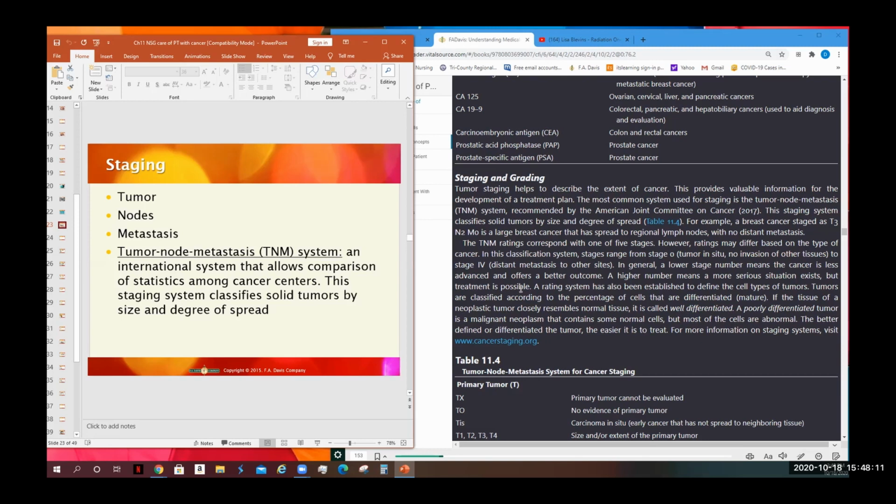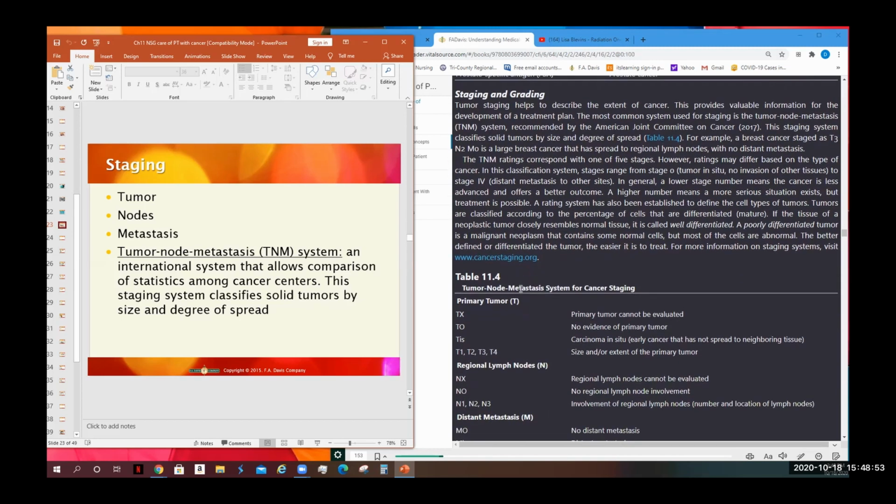A rating system has also been established to define the cell types of tumors. Tumors are classified according to the percentage of cells that are differentiated or mature. If the tissue of a neoplastic tumor closely resembles normal tissue, it is called well differentiated. A poorly differentiated tumor is a malignant neoplasm that contains some normal cells, but most of the cells are abnormal. The better defined or differentiated the tumor, the easier it is to treat. For more information on staging systems, visit cancerstaging.org.